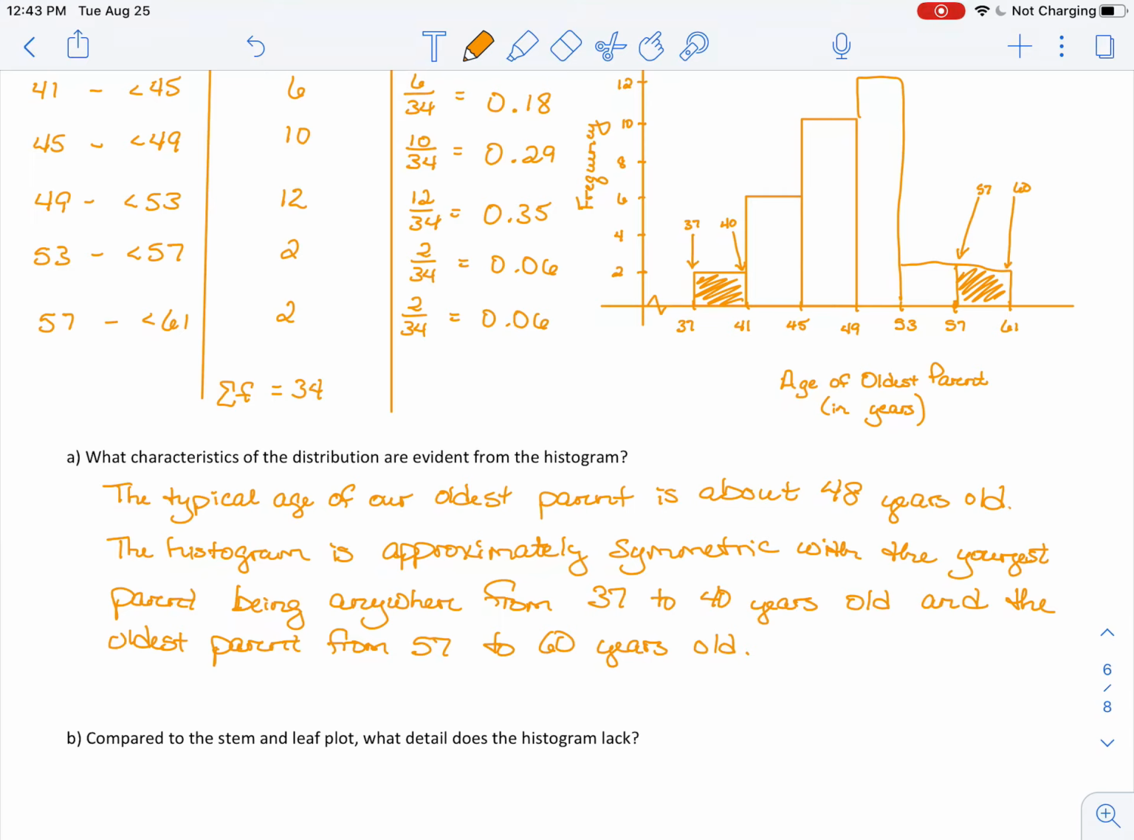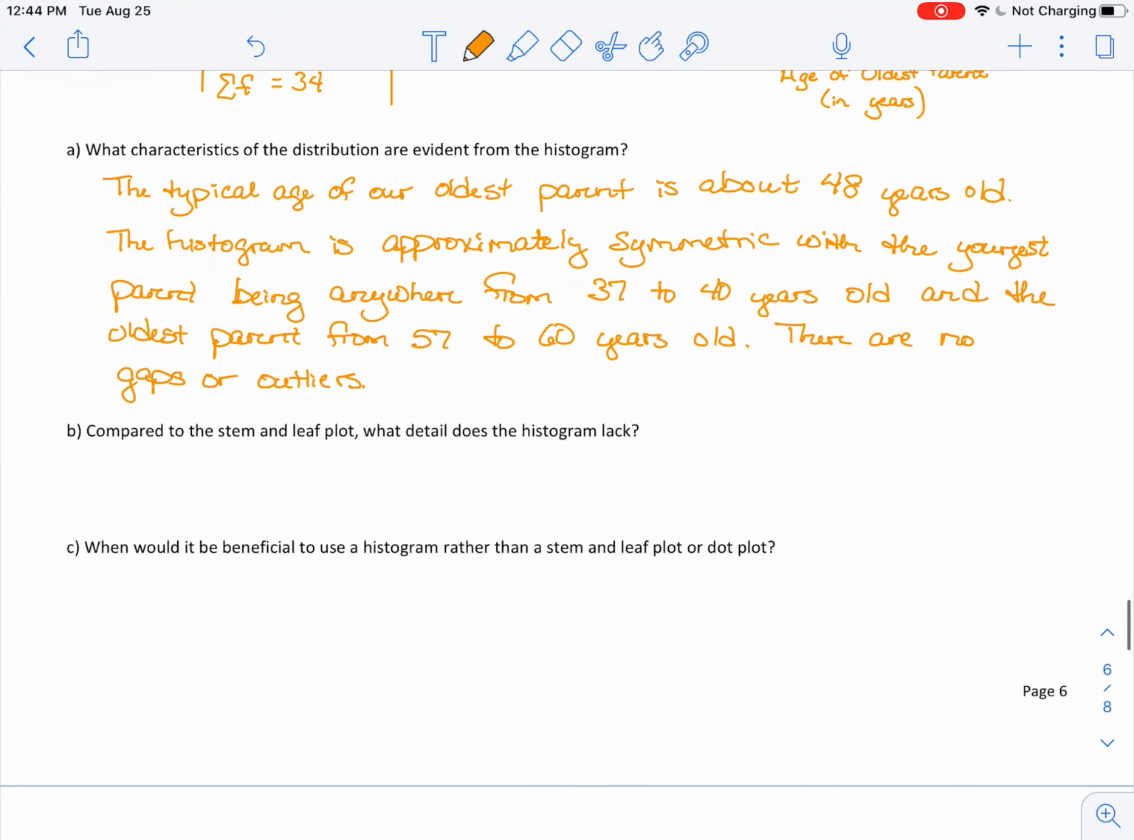And then lastly, anything unusual. We don't really have, I mean, it's kind of an unusual shape, but really when we talk about unusual values, we look for outliers and we look for big gaps, and we don't really have that. So I'm just going to say there are no gaps or outliers. So even though there aren't any of these things, you need to specifically say that you checked for them. You got to check all four of those things.